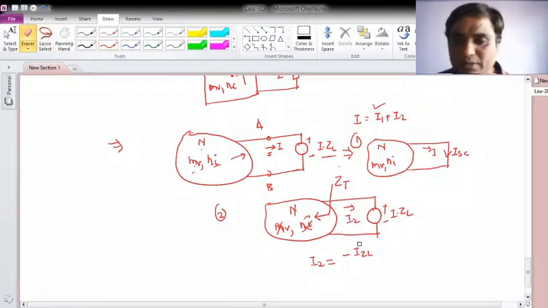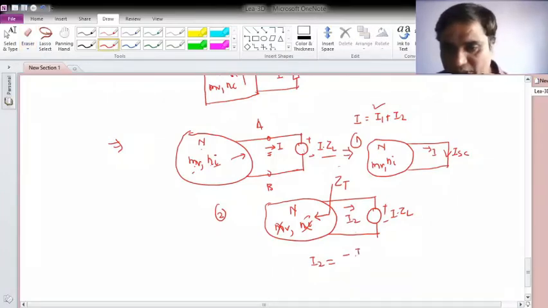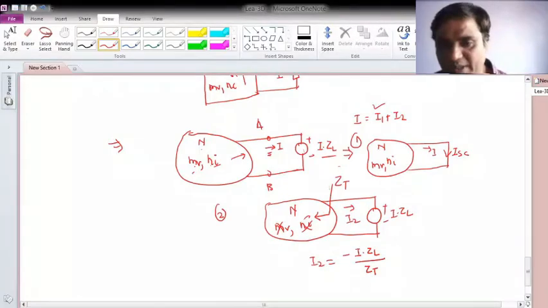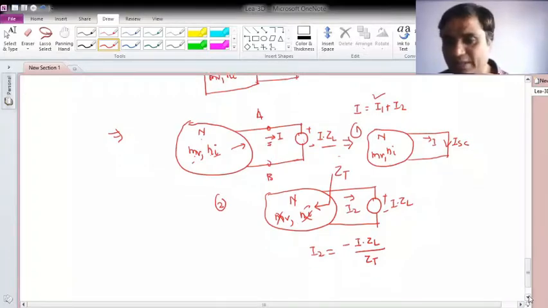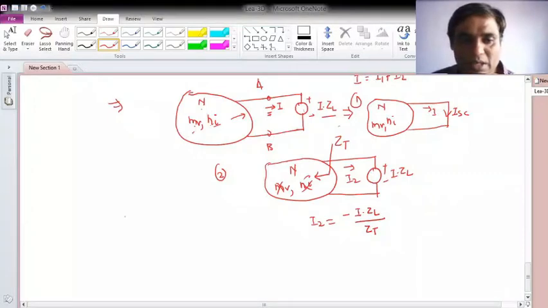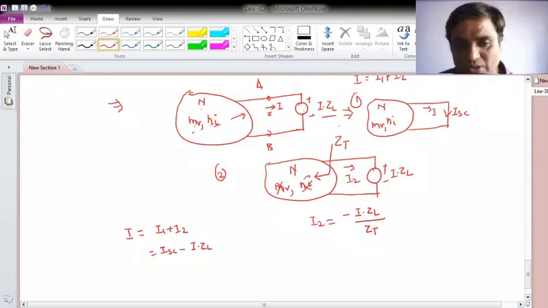This is not a subscript. These are two different quantities. One is I into ZL over ZT. ZT will be your equivalent impedance obtained by looking into the network after deactivating the voltage sources and current sources. Okay, yeah. Now with this, I will write my total current I is equal to I1 plus I2. What was I1? I1 was ISC, and what is I2? I2 is minus I into ZL upon ZT, which is I.